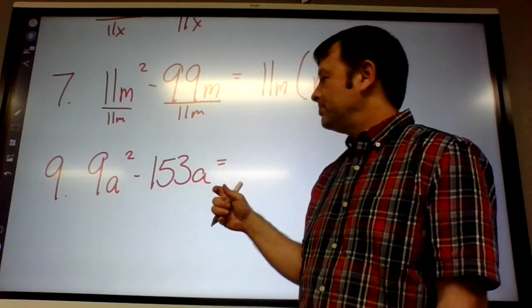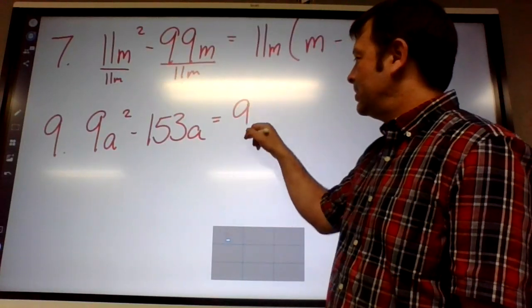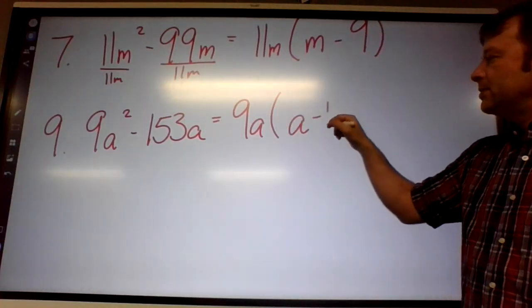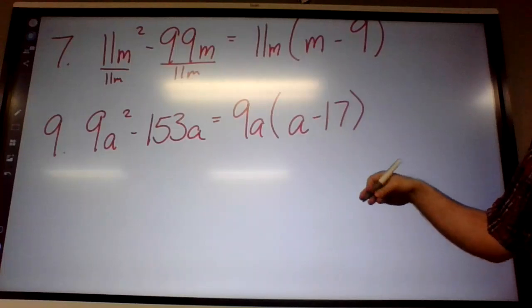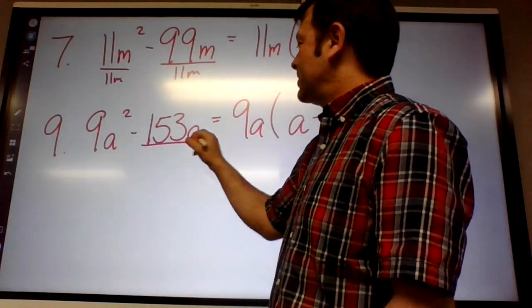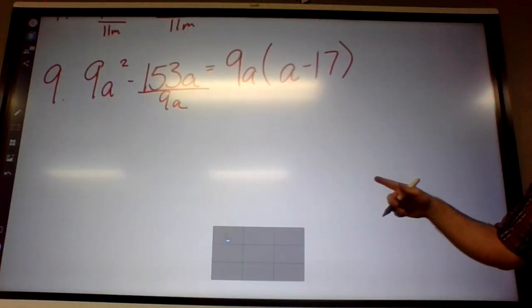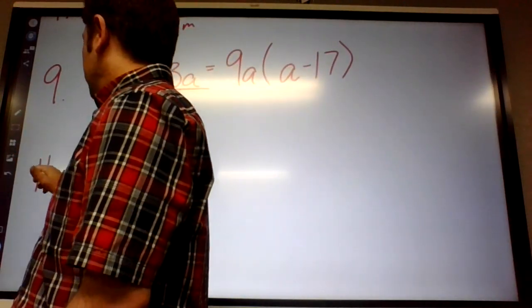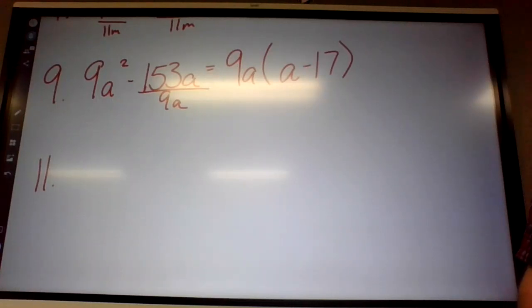Okay, so, Bella, what goes into both of these? 9a. And 17. Yeah, so she had to do 153 divided by 9 to figure out where she got the 17 from. Now, it could be nothing could come out. I mean, on this worksheet, there will be something to come out, but possibly it's nothing.